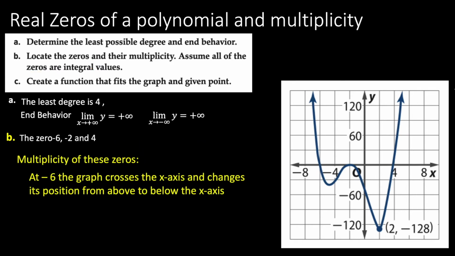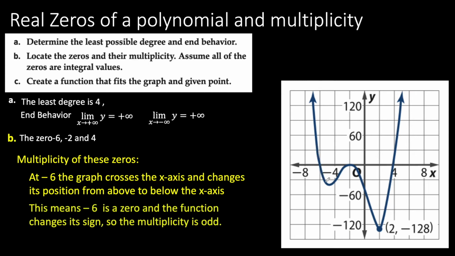Right. What is the multiplicity of these zeros? -6, -2, and 4. So we need to find the multiplicity. At -6, the graph crosses the x-axis and changes its position from above to below the x-axis. As you can see, this is above the x-axis and this is below the x-axis. So it crosses and changes position. What does it mean? This means that the sign of the function changes. So at -6, the function takes the value 0 and changes its sign. That means the multiplicity must be odd.